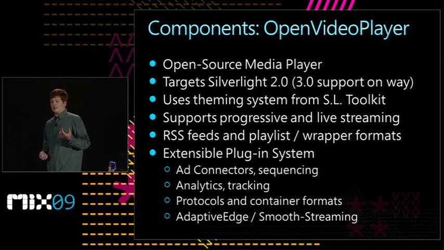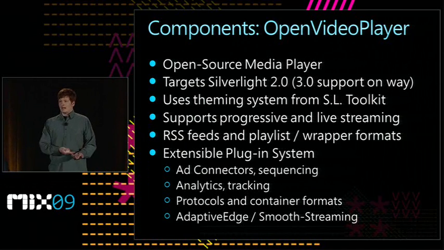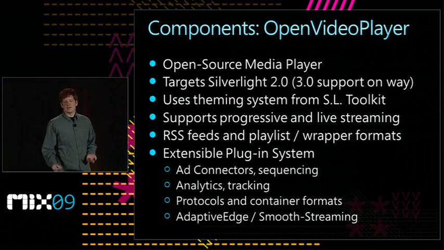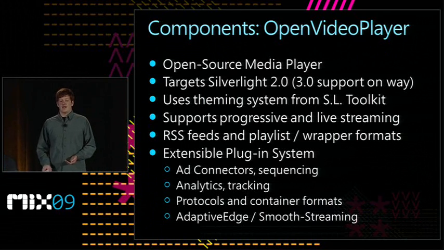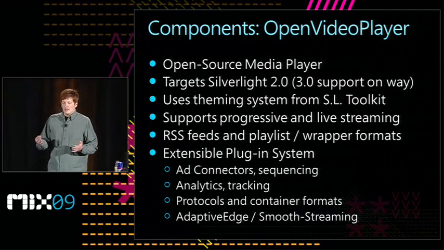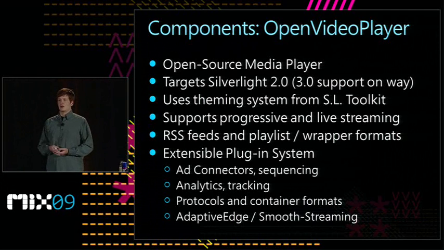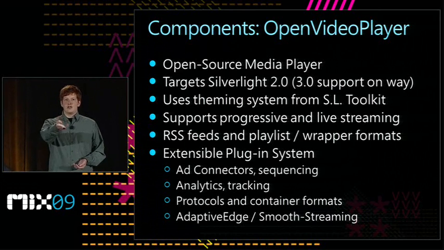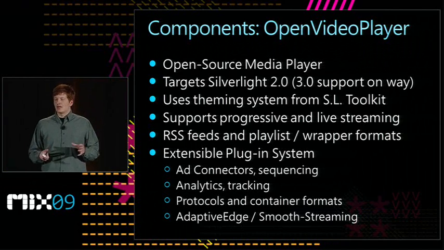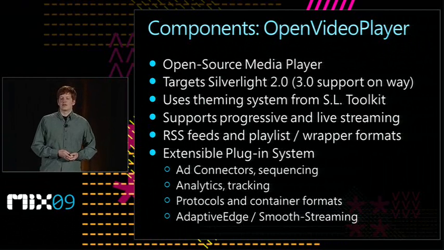Some of the plugins would be ad connectors, so a way to talk to an ad that's coming in the VAST format, for example. The MAST sequencing engine that I talked about is implemented as a plugin. There are plugins that are going to be coming for analytics and tracking. And then you can also use a plugin for a new protocol or container format. And a perfect example of that is Adaptive Streaming and Smooth Streaming, where we've got a new protocol that's based on HTTP using the chunked format. If you weren't able to attend Alex Zambelli or John Deutscher's sessions, I encourage you to look at them online. There are some great overviews of Smooth Streaming and some of the great new stuff coming up.